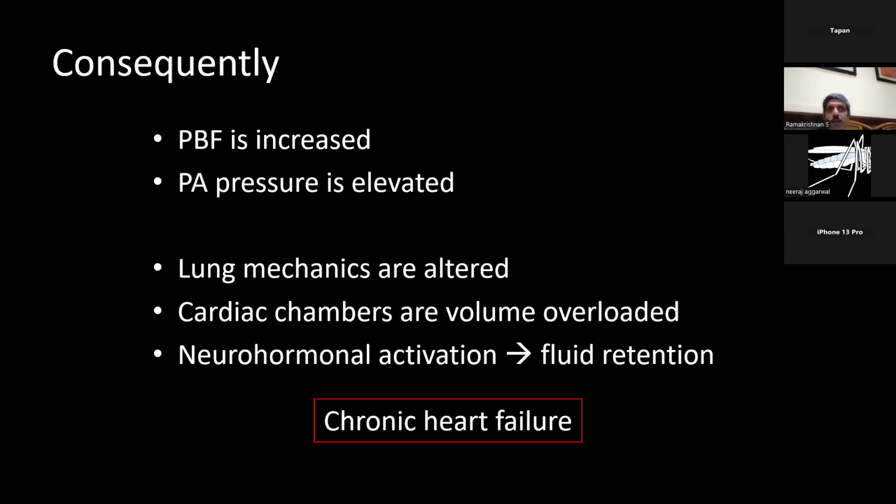Simply said, the pulmonary blood flow is increased. So more blood is coming from the left side of the heart into the right side, either at the atrial level, or at the ventricular level, or at the pulmonary artery level.